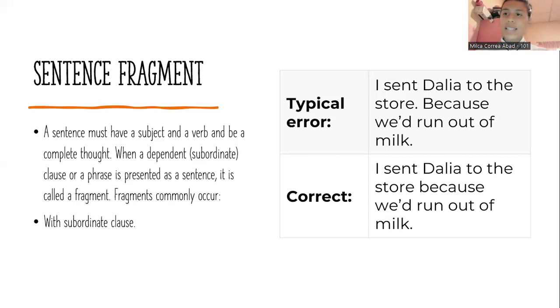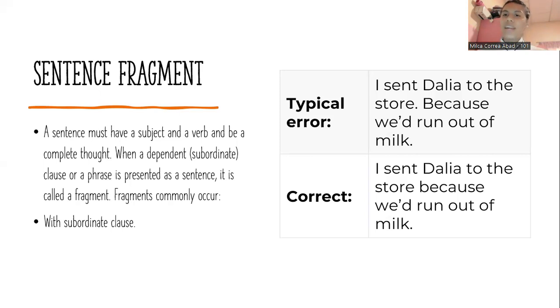The first one that we have is the sentence fragment, which is basically a sentence that must have a subject and a verb and be a complete thought. When a dependent clause or a phrase is presented as a sentence, it is called a fragment. This dependent clause is also called a subordinate clause, and the most common problem is with the subordinate clause.